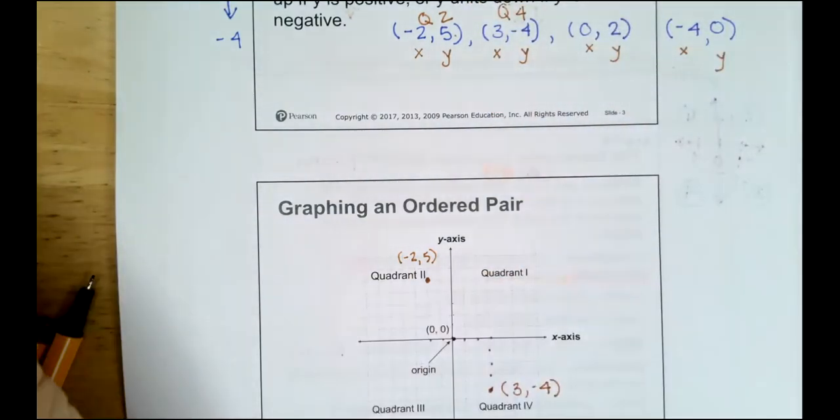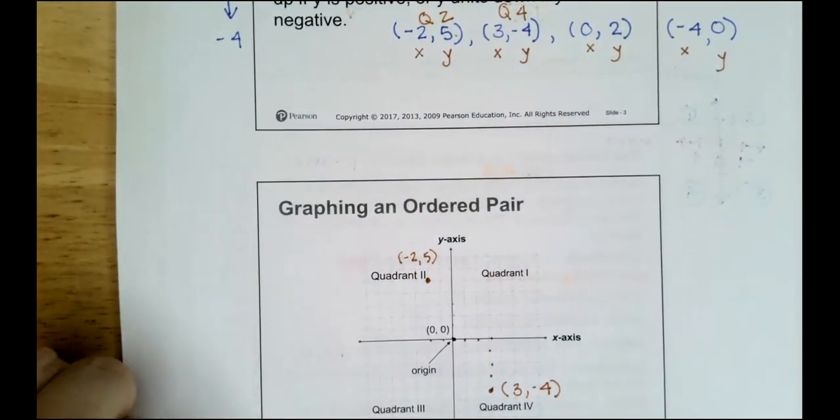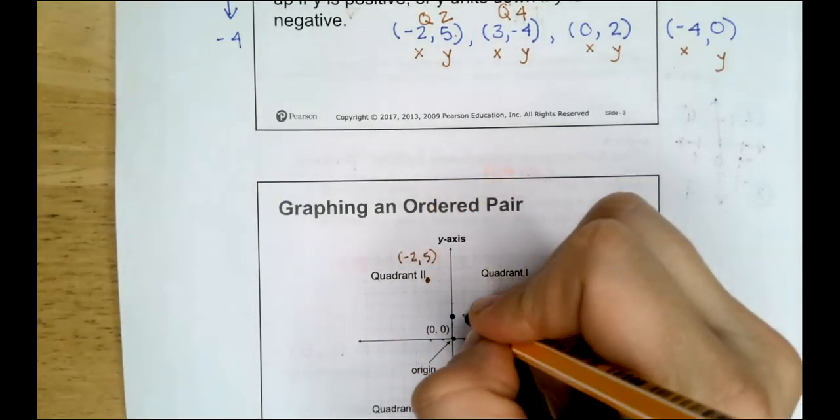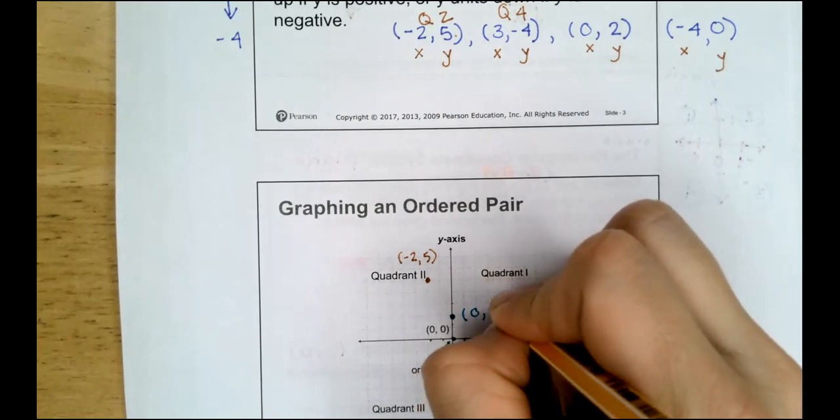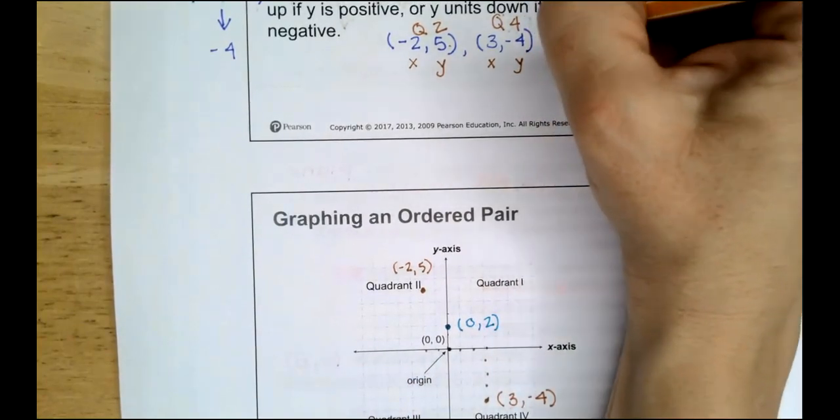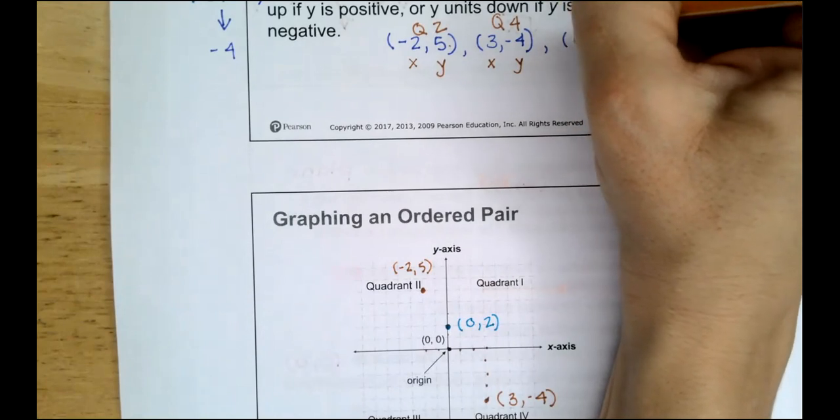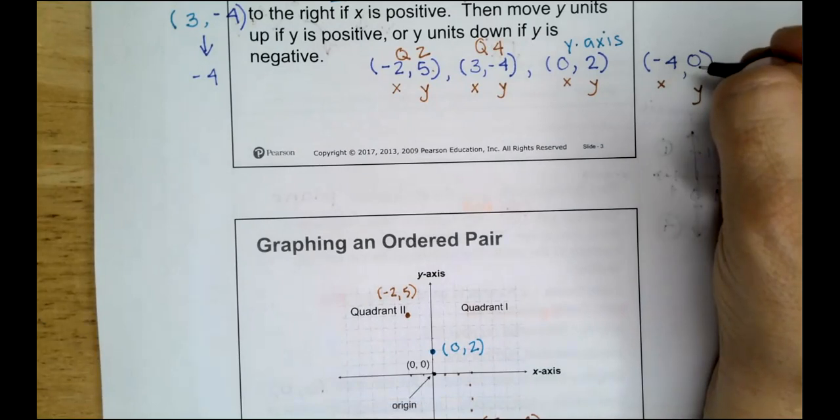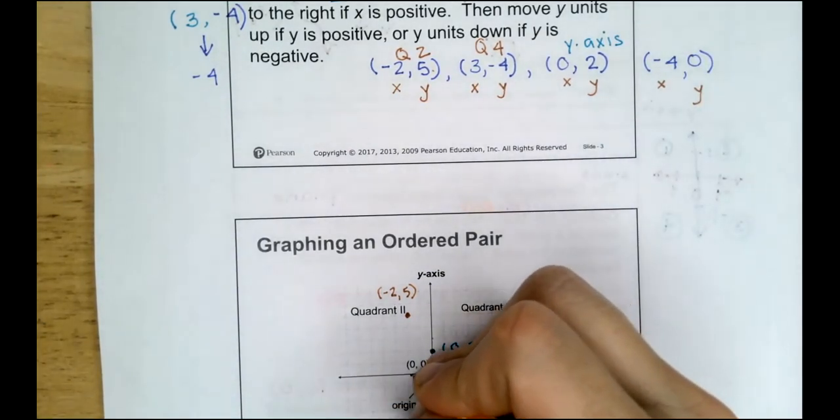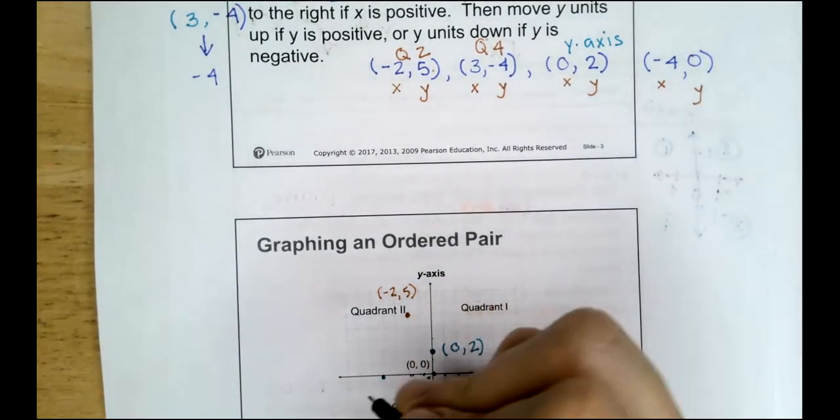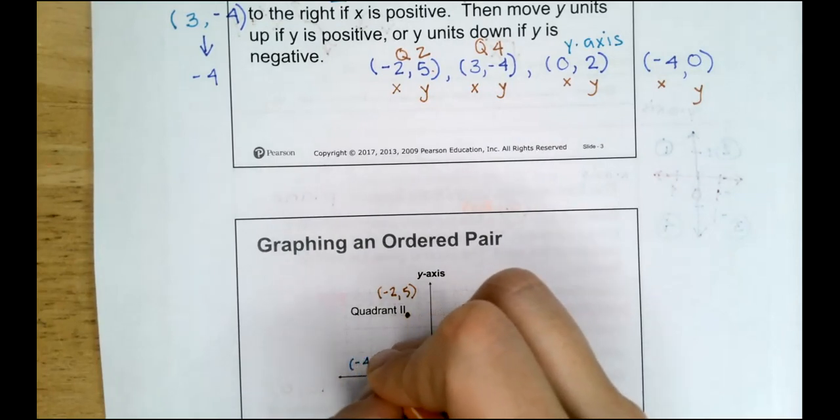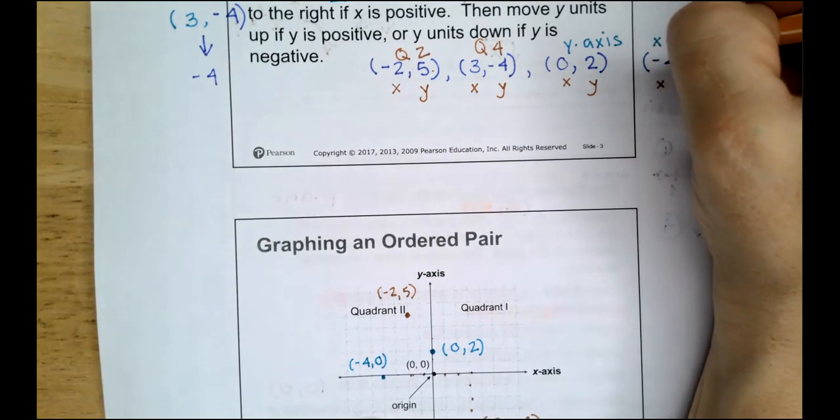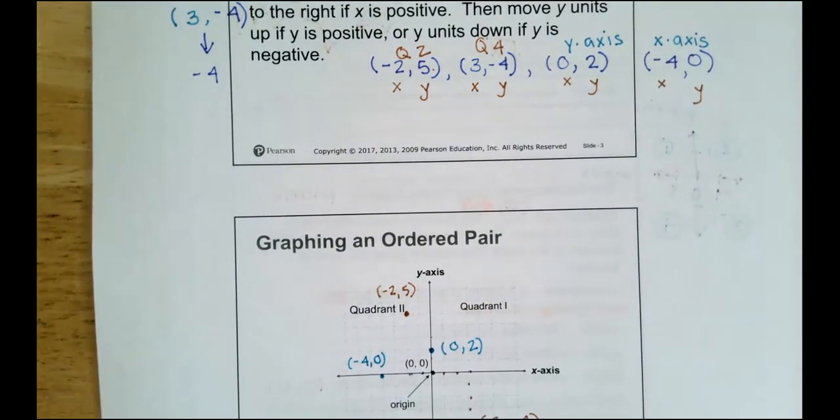(0, 2) is interesting because 0 on the x-axis means I'm not going to go left or right, but I'm going to go up 2 on the y-axis. So it's not in any quadrant, we say it's on the y-axis. Okay, and then (-4, 0) means I'm going to go over 4 in the negative direction. And that's on our x-axis. And that is how you would graph an ordered pair.